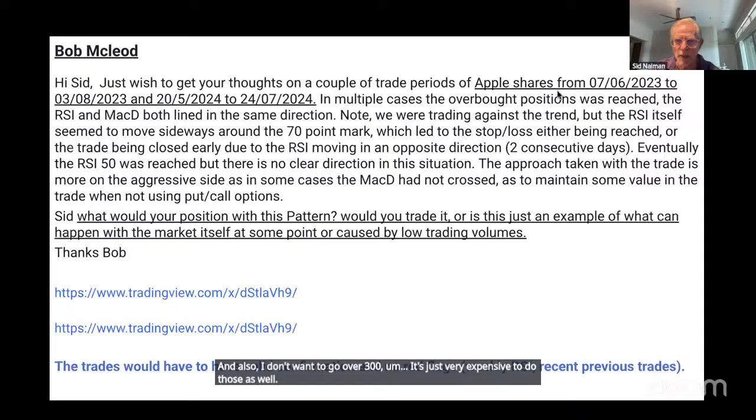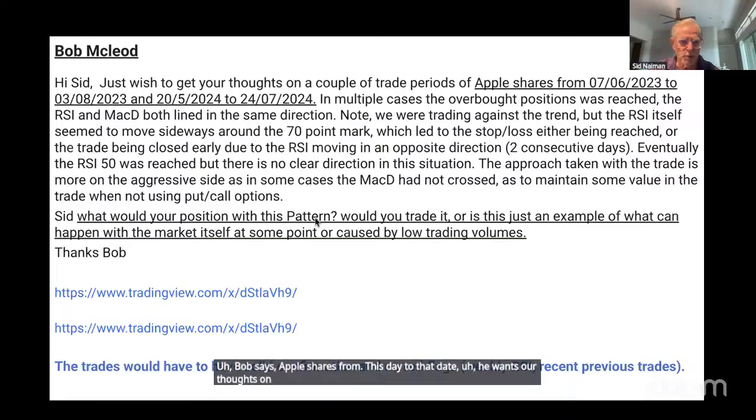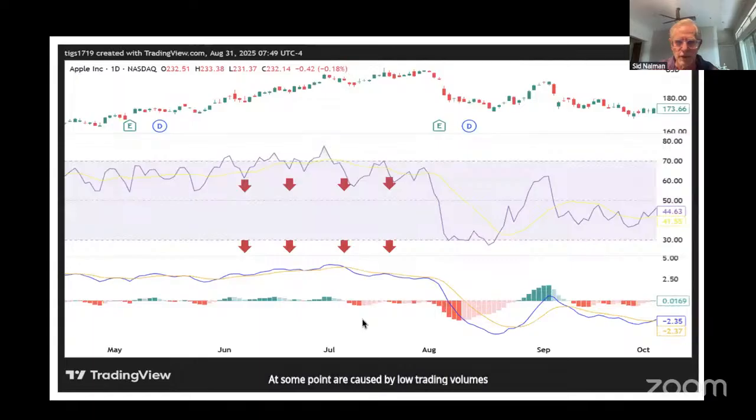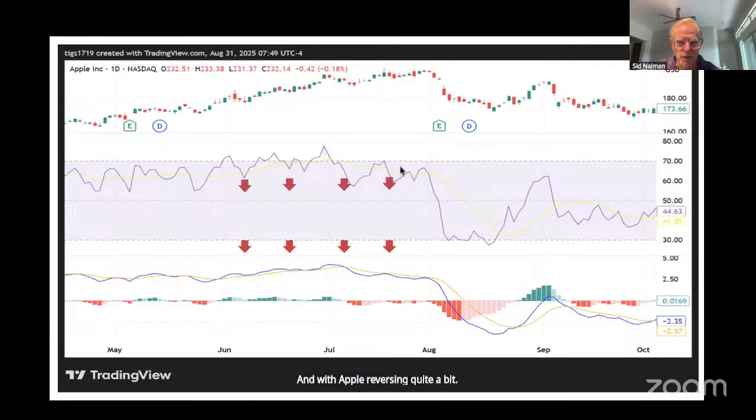Bob says Apple shares from this date to that date. He wants our thoughts on Apple shares because they moved. What will your position be with this pattern? Will you trade it? Is this an example of what will happen in the market itself at some point, caused by low trading volumes? So here is what we're talking about with Apple. He's looking at these particular moves, down moves that reversed, and with Apple reversing quite a bit, it's an issue with reversing prices. So you want to stay away from those.